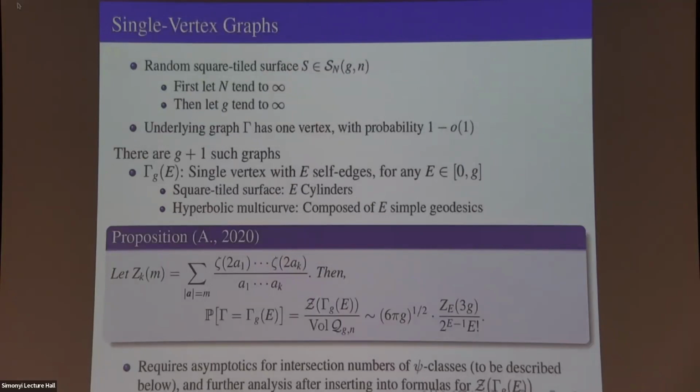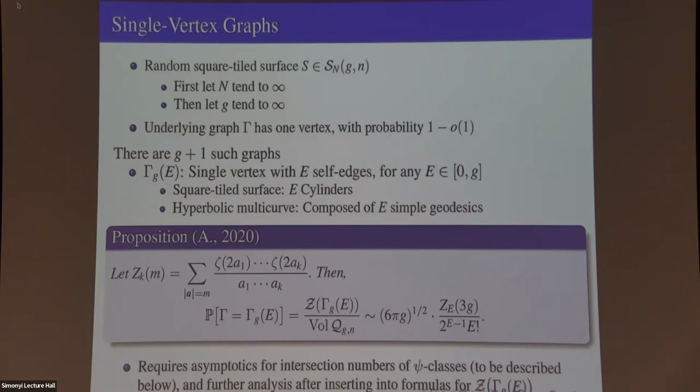Okay. Where was I? I was here. Right. So I told you now about the two vertex graphs. It's quite a lot of work to show that they don't actually contribute asymptotically. But let me now just take that for granted and talk about the single vertex graphs, which are the ones constituting the majority of the space. So I remind you that I'm taking random square tiled surfaces S in this S_{n,g}. I'm first letting n tend to infinity and then letting g tend to infinity. And as I mentioned before, this underlying graph has one vertex with probability 1 minus o(1).